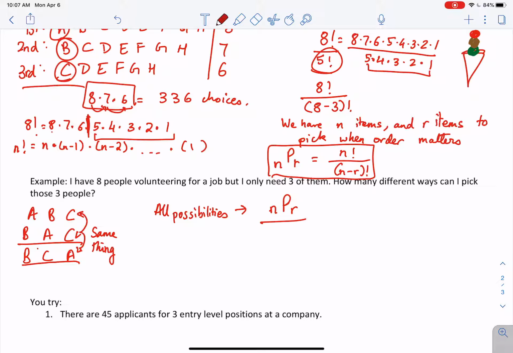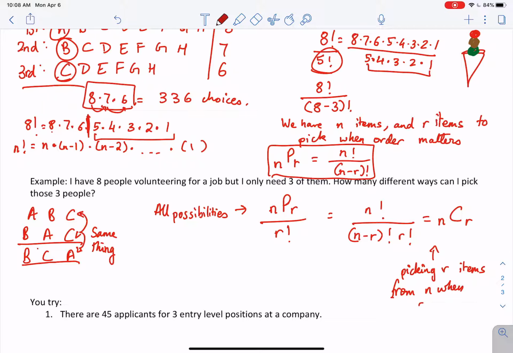And that something is going to be the r value factorial. So we know that nPr is n factorial divided by n minus r factorial. And then we're dividing that by r factorial. So we get this formula for a combination, which is written as nCr. Picking r items from n when order doesn't matter.